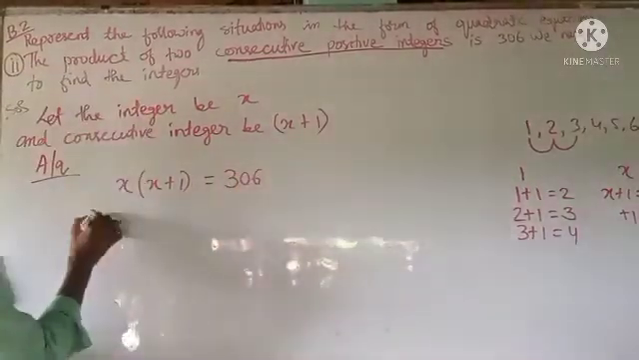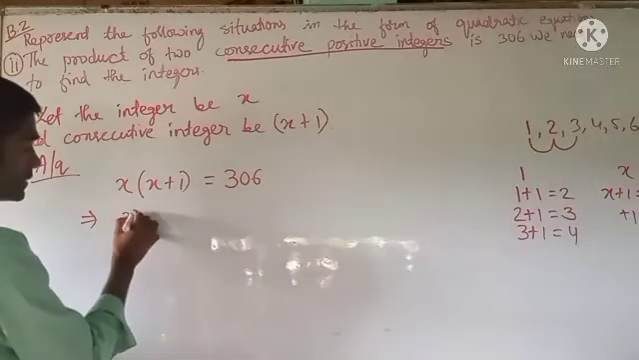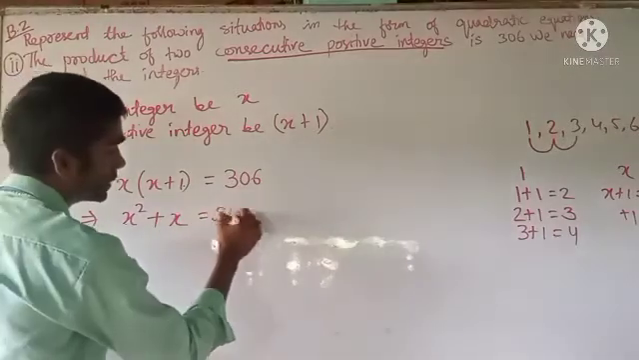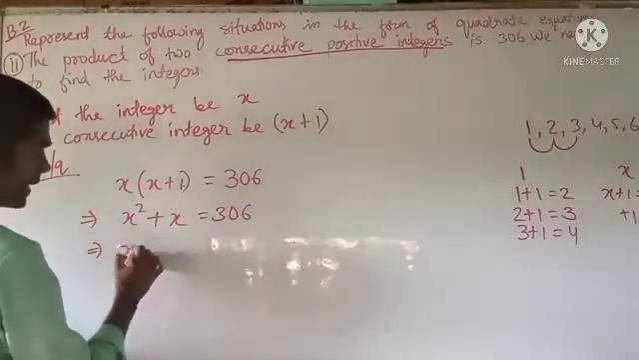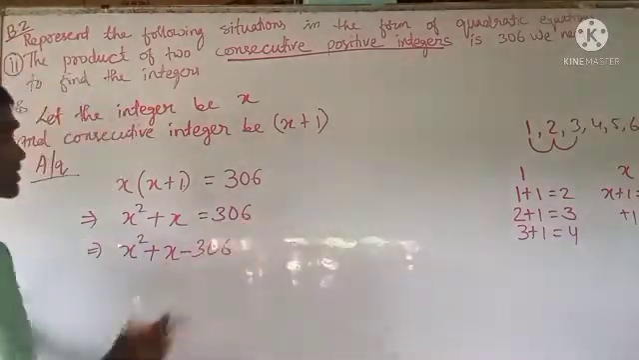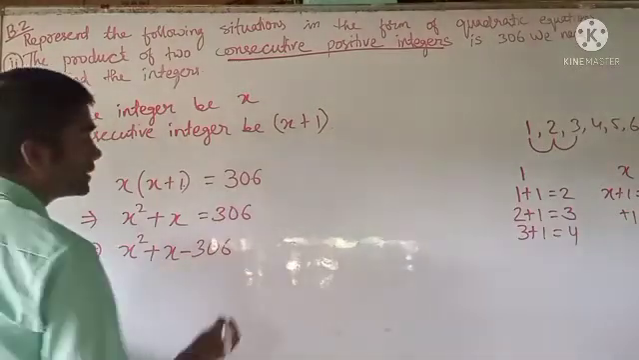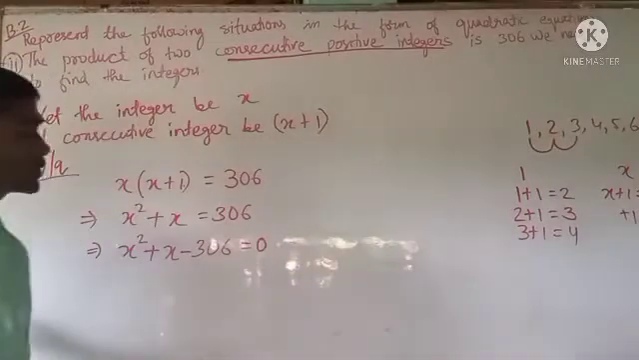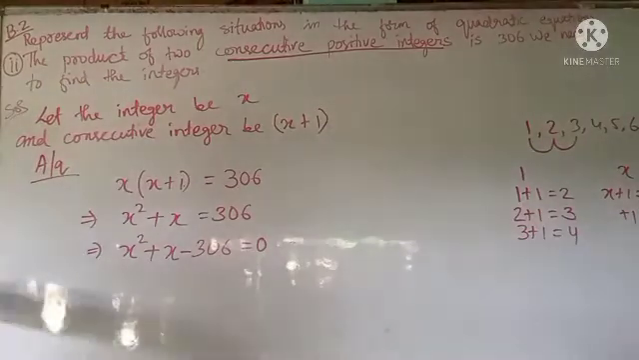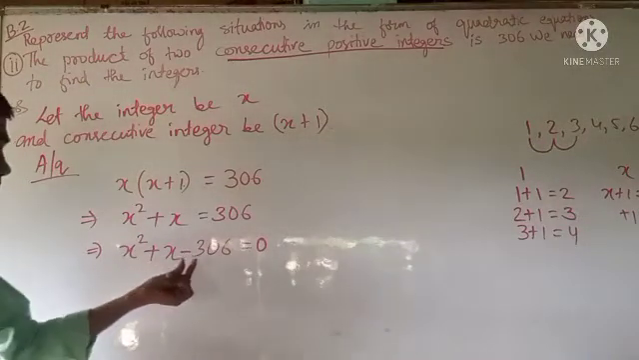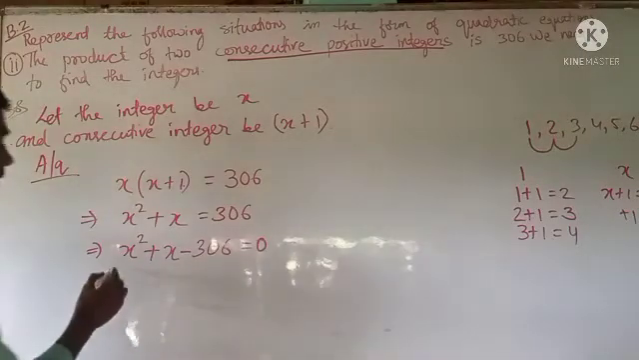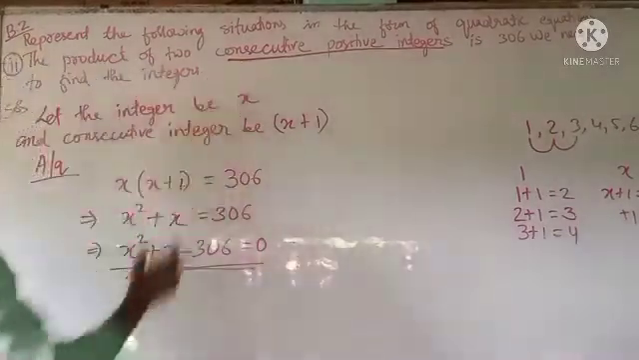So here we will remove this bracket, that is x into x gives x square, plus x into 1 gives x, is equal to 306. Now x square plus x minus 306: we transfer 306 to the left-hand side, it changes into minus 306, is equal to, nothing is left, so it is 0. Now is this in the form of a quadratic equation, that is ax square plus bx plus c is equal to 0? Yes, it is in the form of a quadratic equation. So this is the required quadratic equation for this given situation.